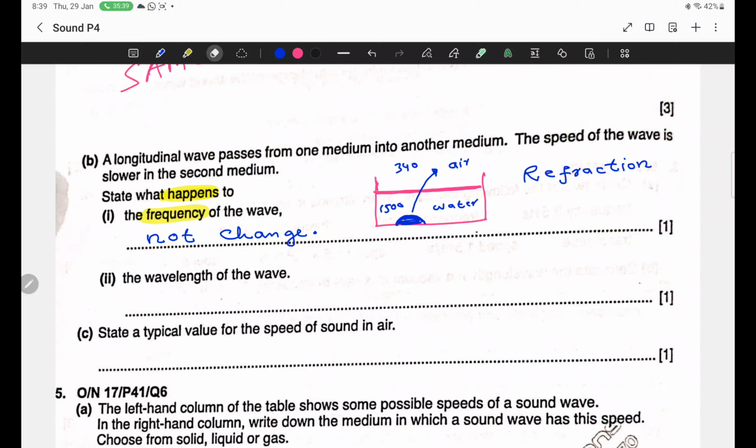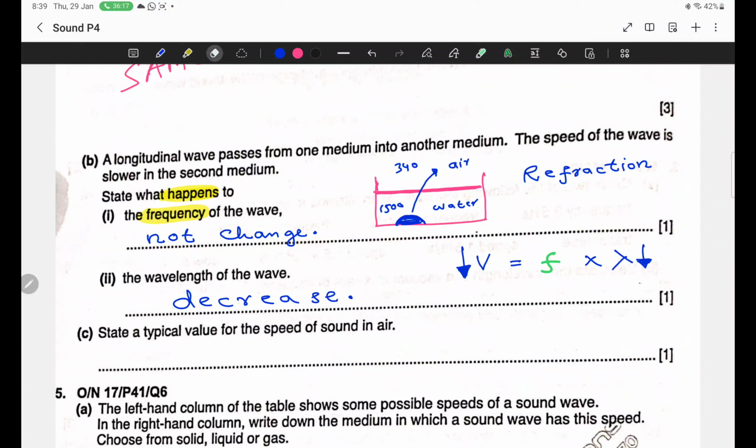Sir, frequency remains constant. Wavelength? Yes, wavelength will be affected. Sir, how is it affected? Sir, V equals f lambda. As I said, frequency does not change, so frequency is constant. If the speed is slowing down, then the wavelength will decrease. So the answer is: the wavelength of the wave will decrease.